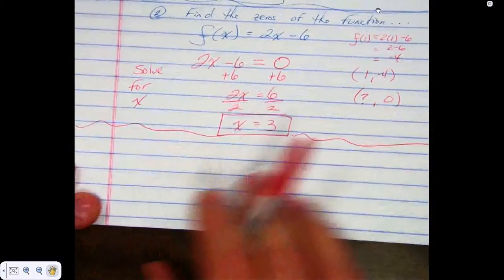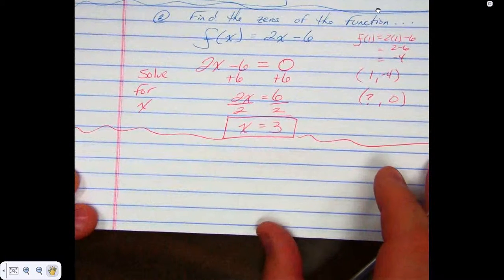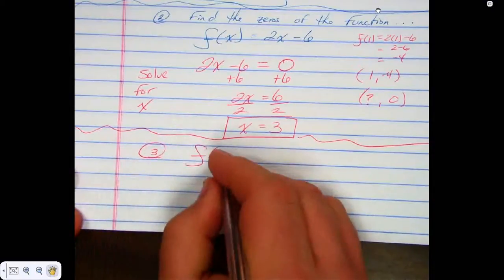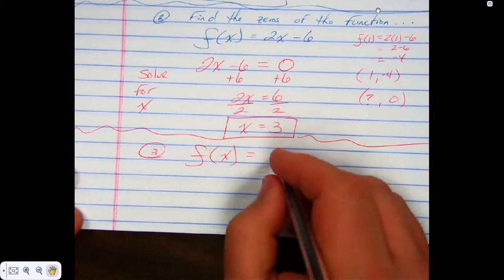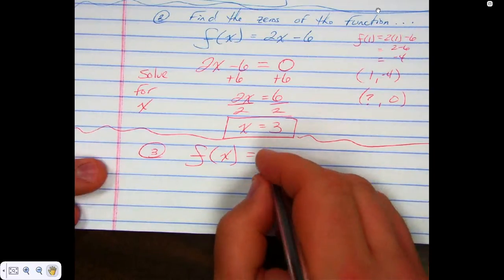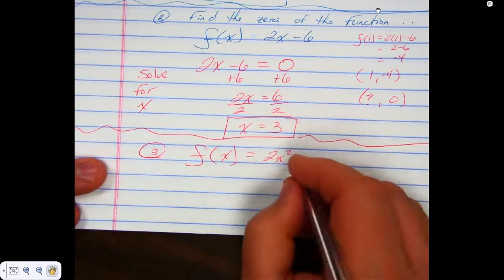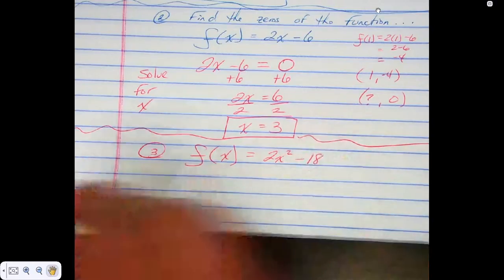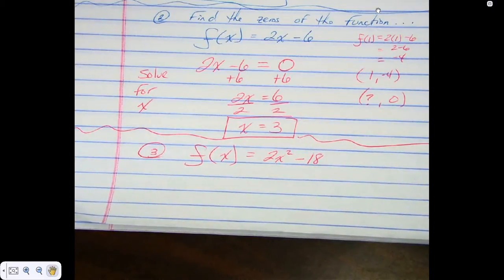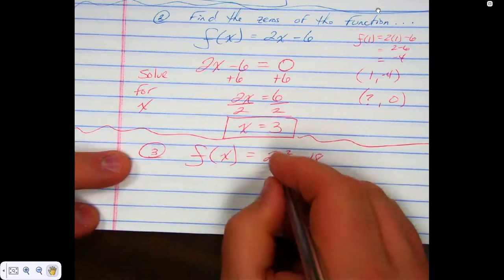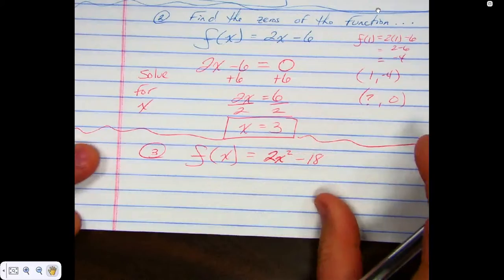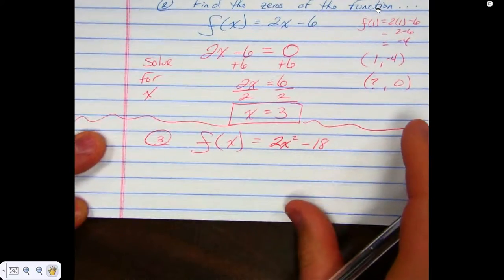It is possible to have more than 1 zero. Let's do the same thing here, except let's make our function f of x equal to 2x squared minus 18. What is the big difference between these two problems?